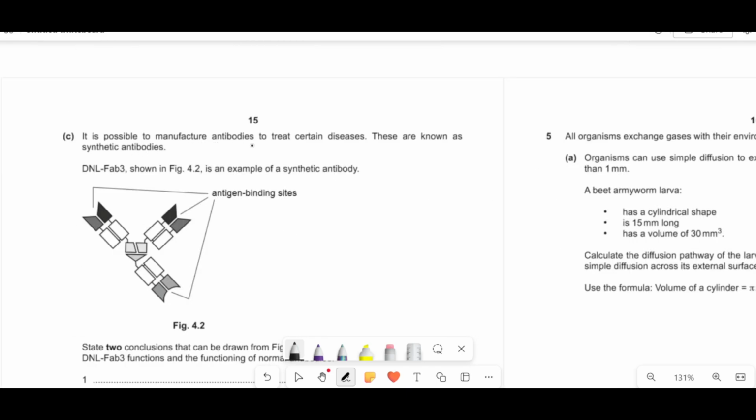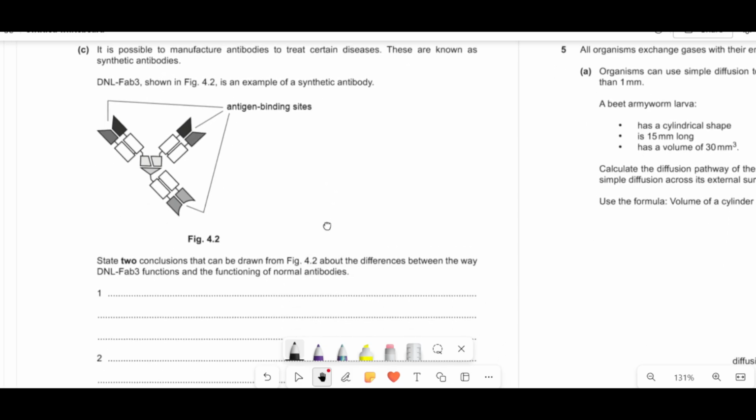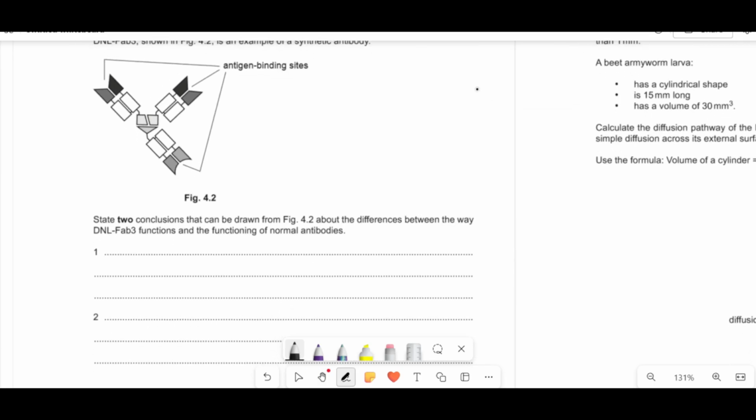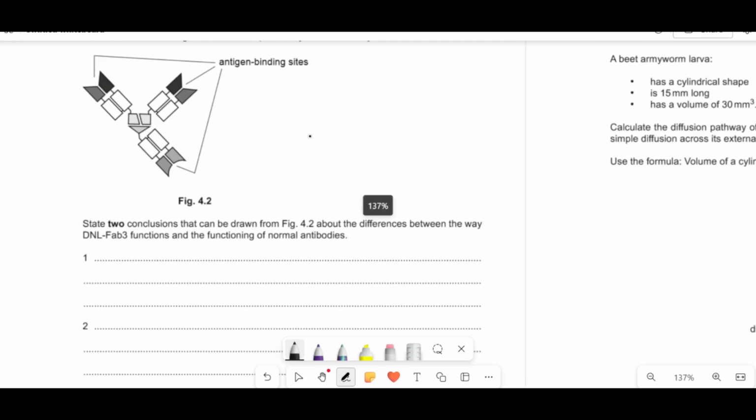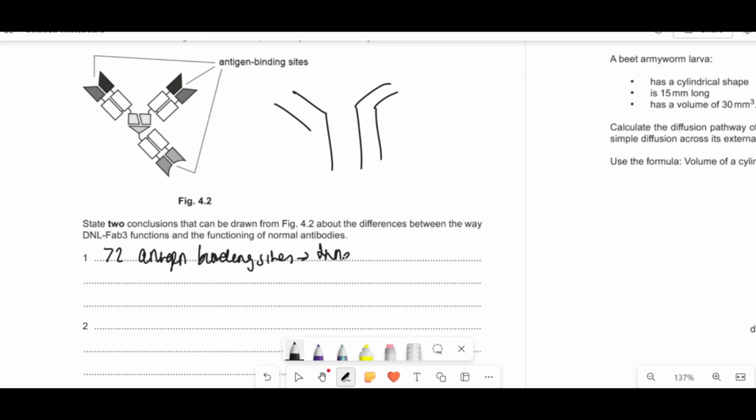So it's possible to manufacture antibodies to treat certain diseases. These are known as synthetic antibodies. So we have DNL-Fab3, and here's an example: state two conclusions that can be drawn about the differences between the way DNL-Fab3 functions and the functioning of normal antibodies. You can see that there are antigen binding sites here, here, and here. Your normal antibody has its binding sites there and there. So immediately, we have more than 2 antigen binding sites, which means it can bind to more antigens.